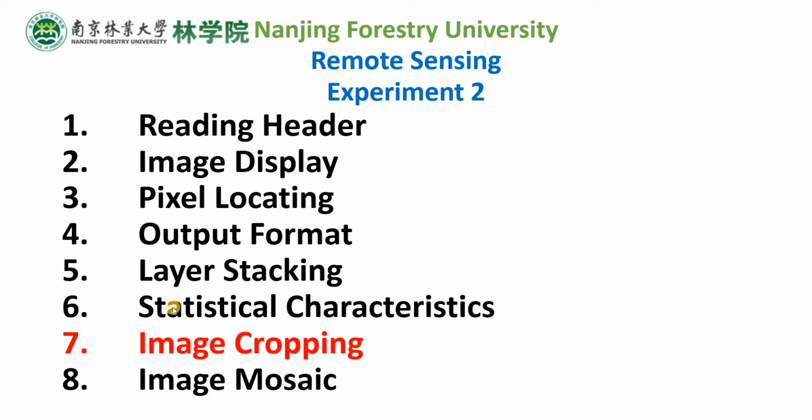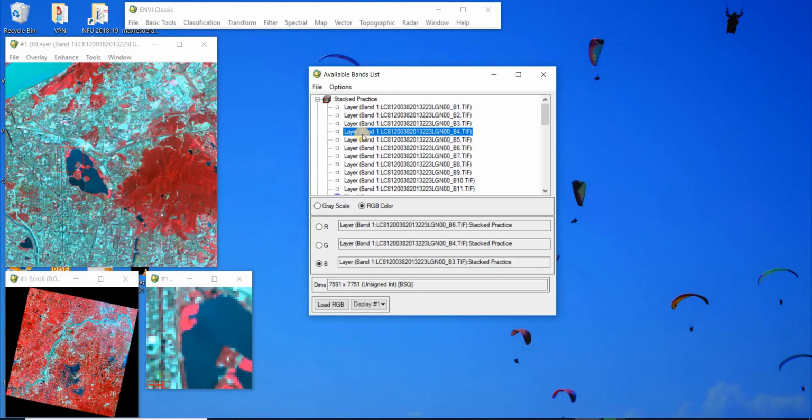Image cropping. For image cropping, we can do a regular cutting, also irregular cutting. Let's do a regular cutting first. We have already selected the image, the stack practice.